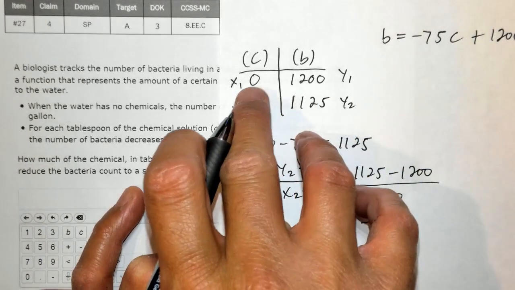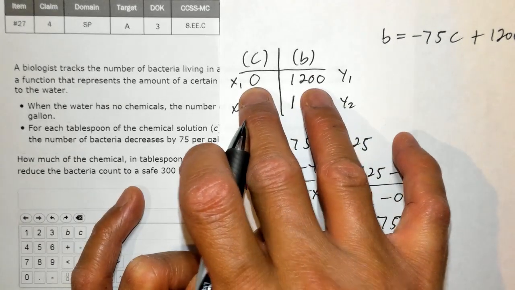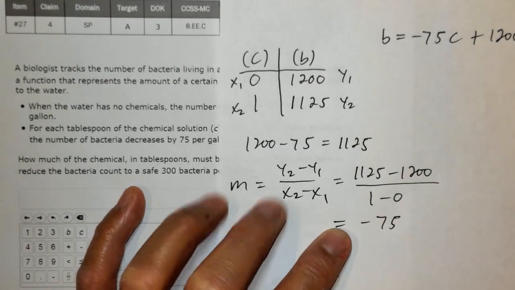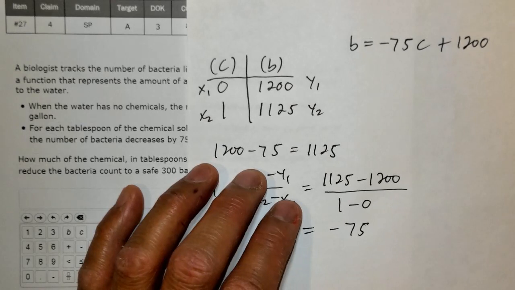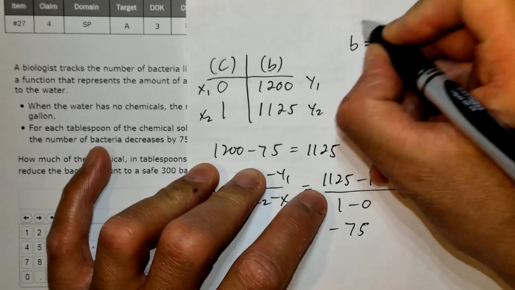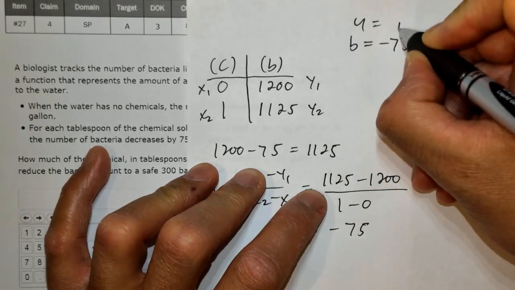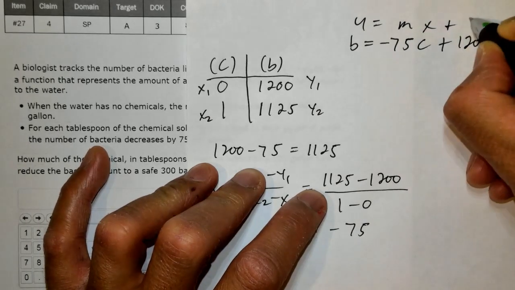The y-intercept is the value when x is equal to 0. So we just wrote an equation in slope-intercept form. That's going to be y equals mx plus b.